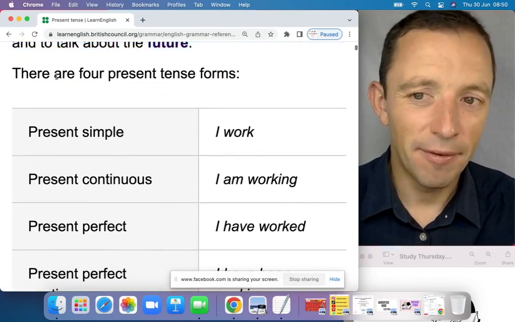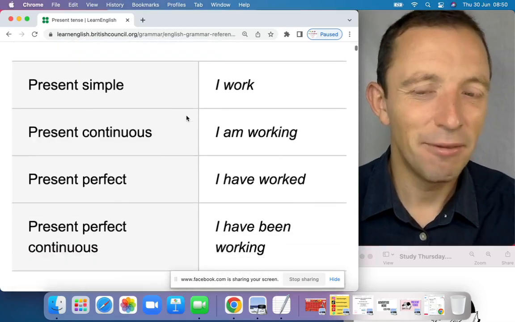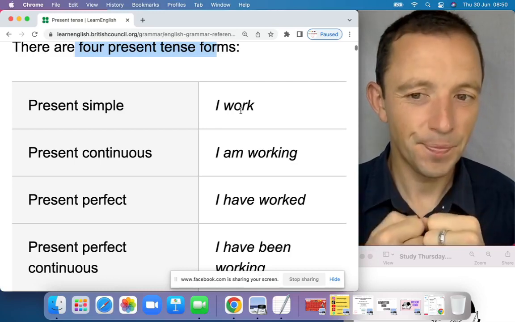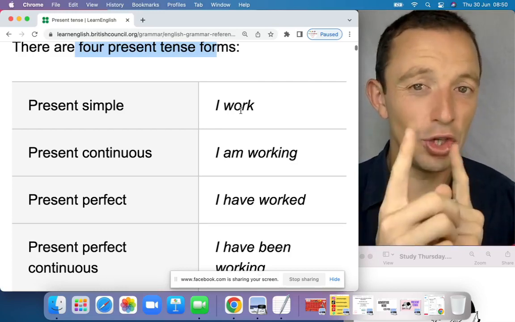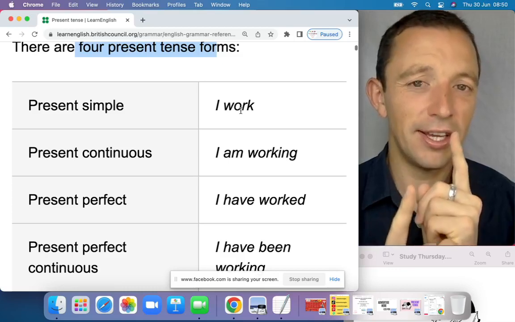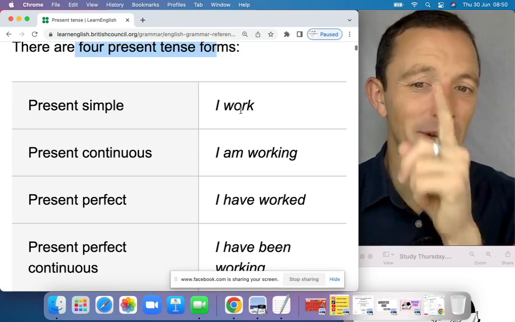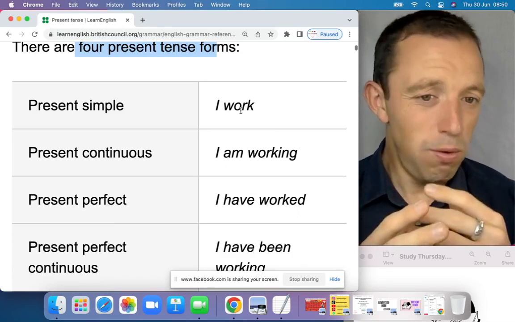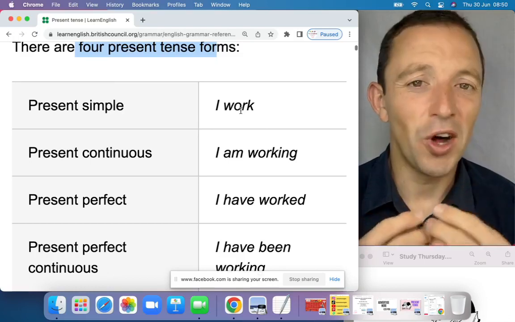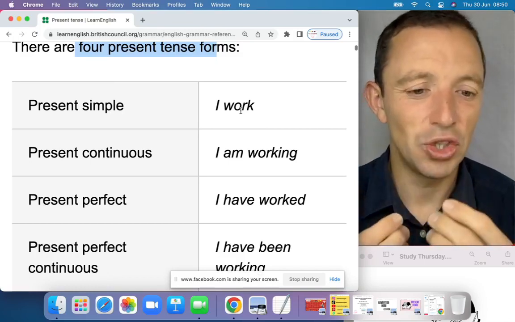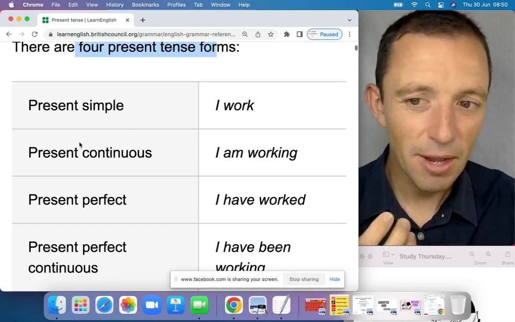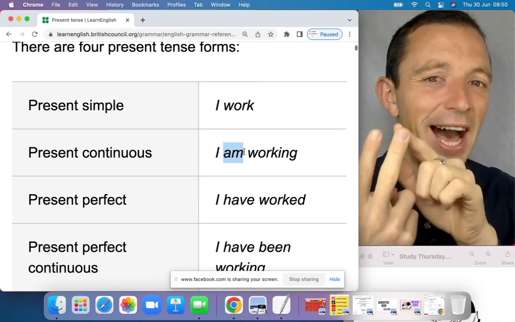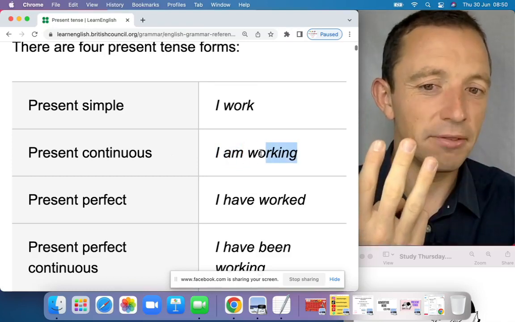Here are the present tense forms. Present simple, using the verb to work. I work, you work, he works, she works, it works, we work, you work, they work. That's the present simple. Obviously, there are many different verbs you can conjugate in the present simple, but for this example, it is just the verb to work. Present continuous: subject, auxiliary verb to be, I am, working, the ing form, or the gerund.